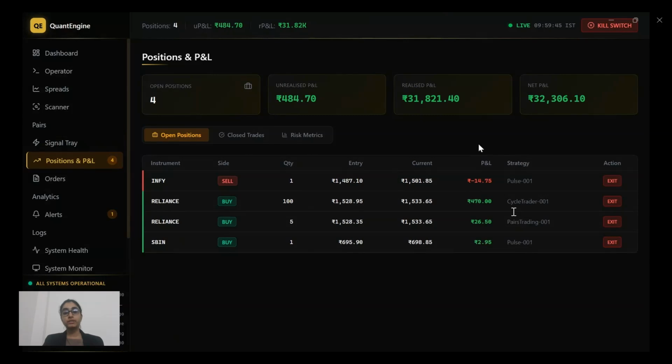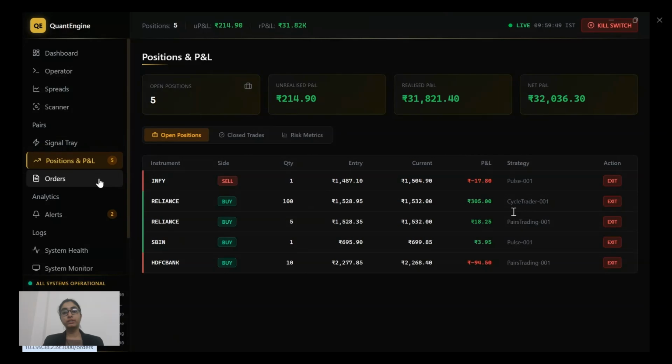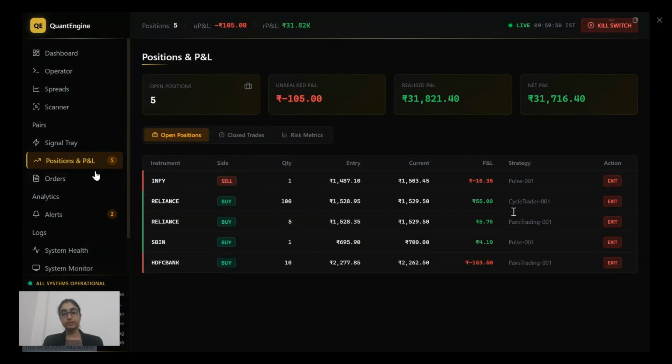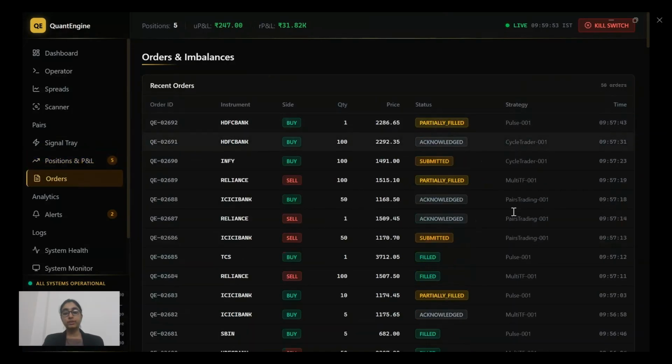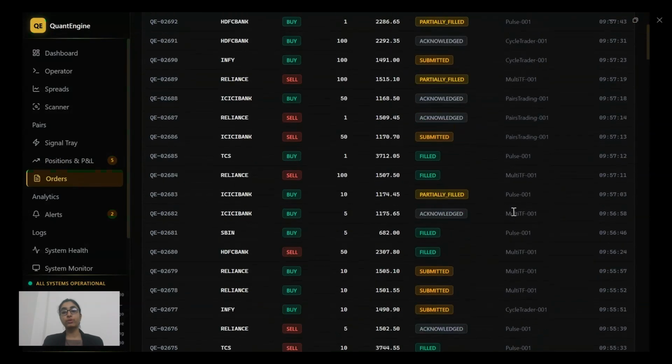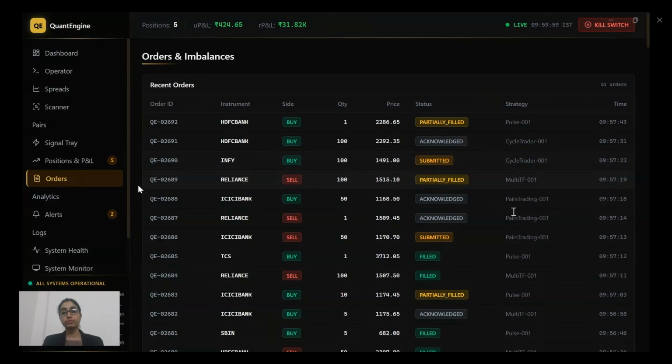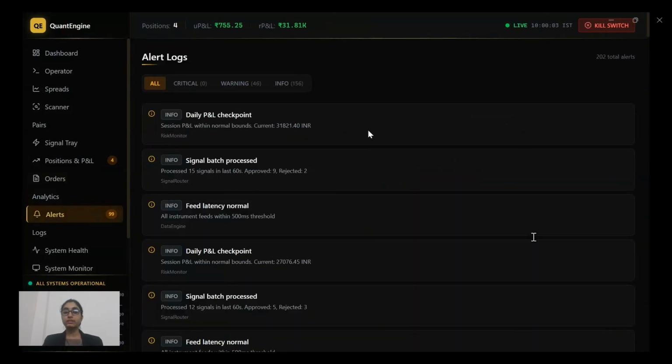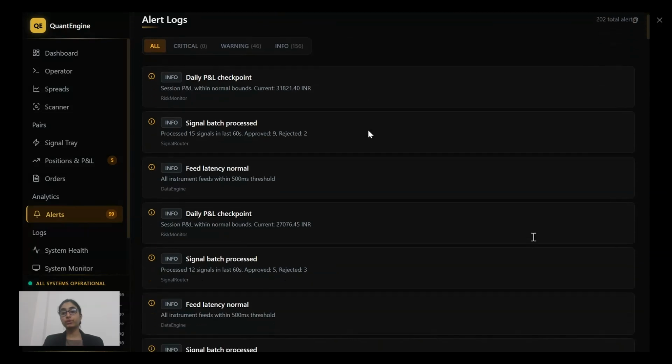Coming to the positions in PNL, so every open trade, every rupee made or lost is updated here tick by tick. Moving to orders, from the moment a signal fires to the moment your order fills, the full journey is on one screen over here.